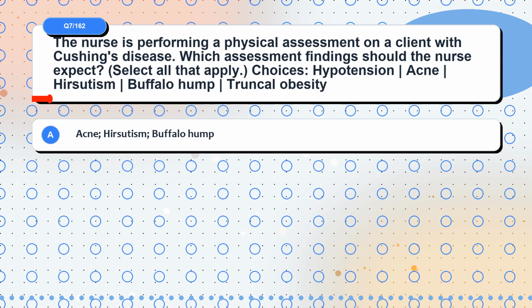Question 7. The nurse is performing a physical assessment on a client with Cushing's disease. Which assessment findings should the nurse expect? Select all that apply. Choices: hypotension, acne, hirsutism, buffalo hump, truncal obesity. Here are the options. Option A: acne, hirsutism, buffalo hump.